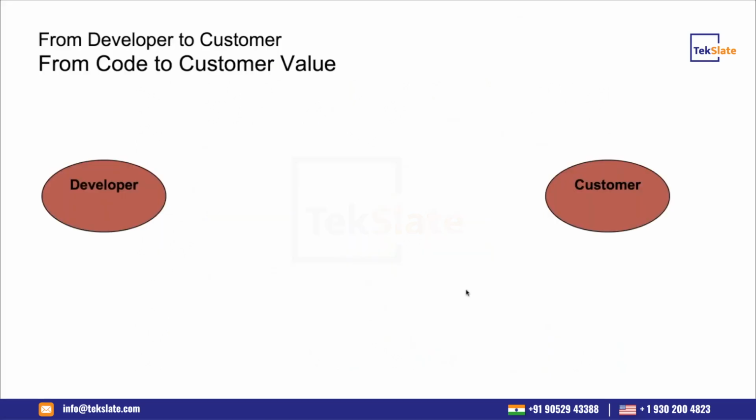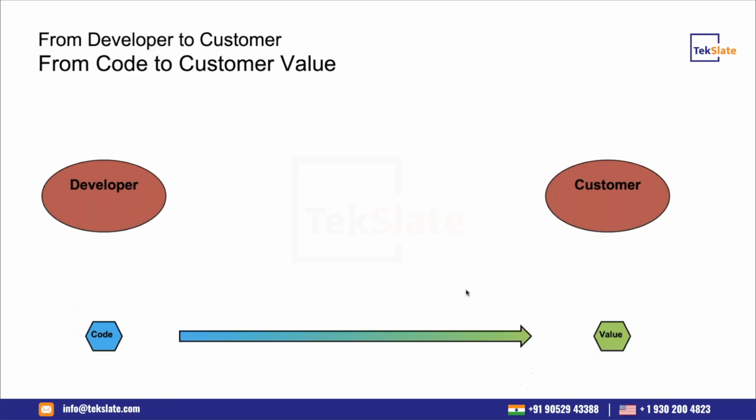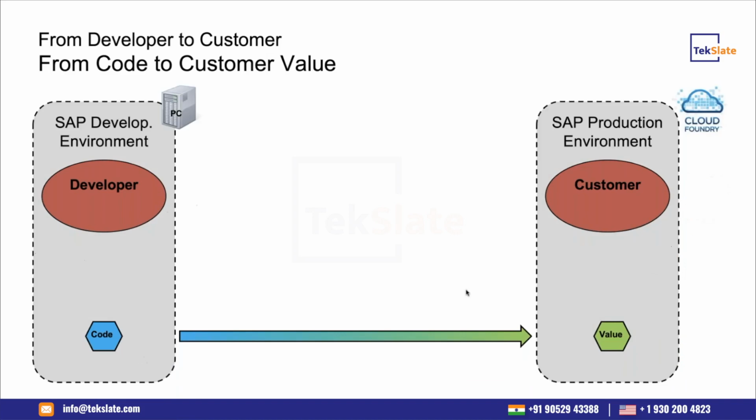So let me show you an animation of how the code goes from developer to customer, and that's what the whole CI/CD and DevOps is about, right? To take your code from your development machine to the customer environment, and that's where all the tooling and automation comes into the picture. So this is the code, and we want to generate value for the customer, right? This is, suppose, an SAP development environment or any development environment, and there's a production environment, right?